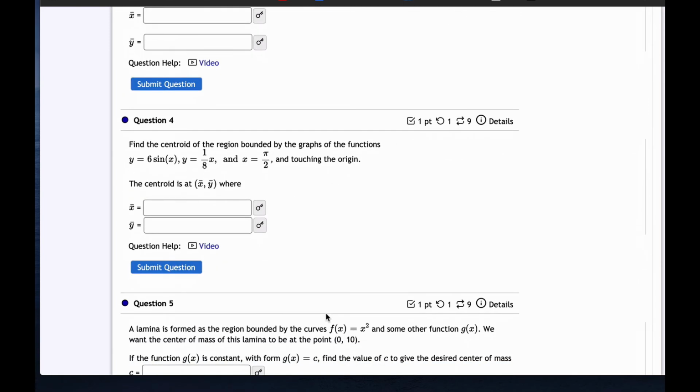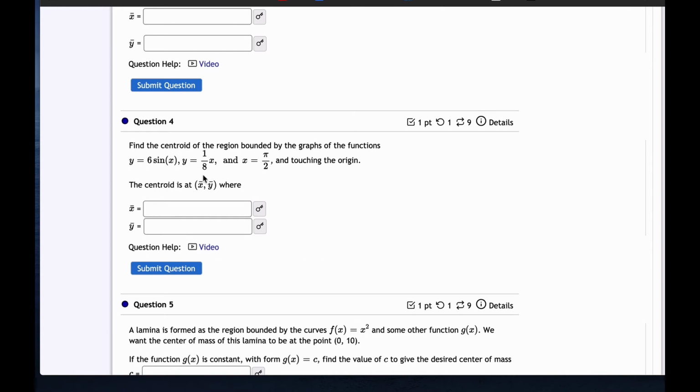And then question 4, the last one that you have to do. I don't think that there's anything that you can predict on these answers for x bar or y bar. I think you just got to go through and calculate them. So they give you these 2 curves, the curve above and the curve below. And then they give you one of the bounds of integration, and they say that it touches the origin. So maybe you can use that statement to figure out the other bound of integration.